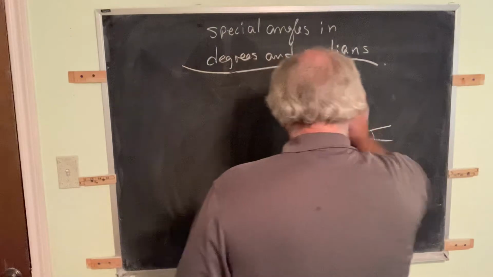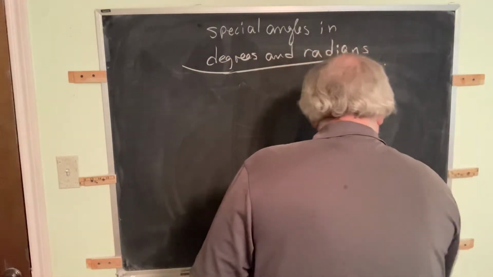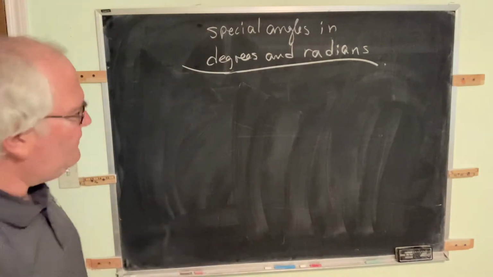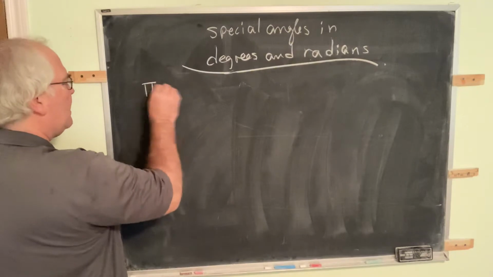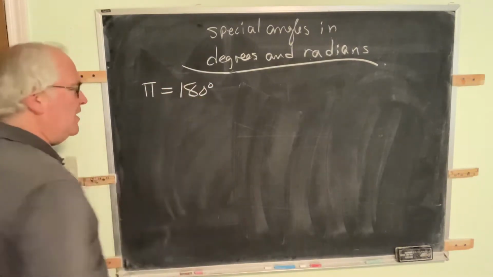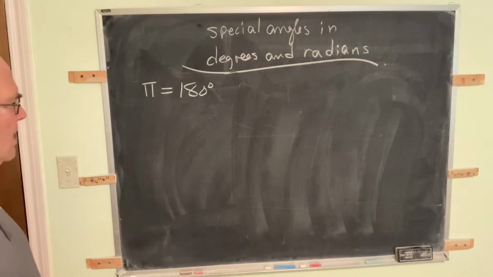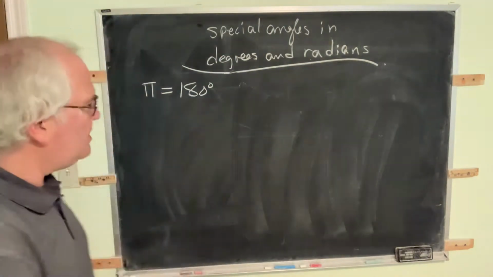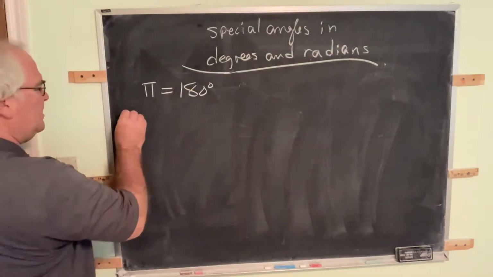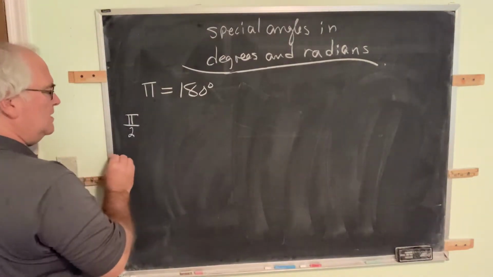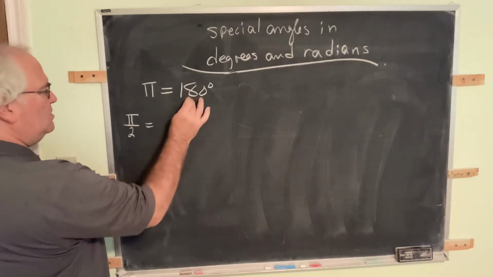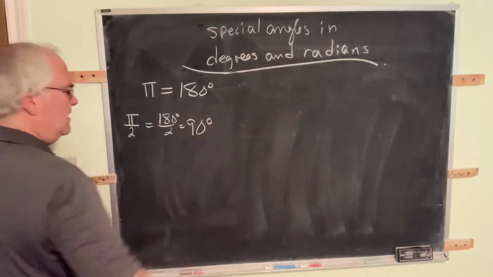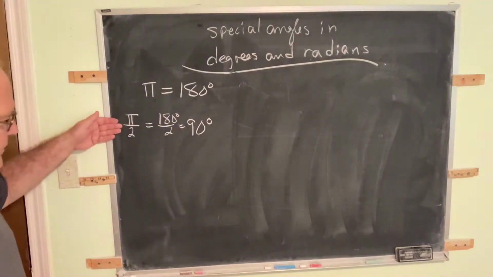Well, it turns out that those special angles also have some special representations in radians. And we can find them this way. We're going to start with the base that we start with all the time. Pi is equal to 180 degrees. Divide both sides by 2. So if I divide both sides by 2, this gives me pi over 2 radians is equal to 180 over 2, that's 90 degrees. So pi over 2 is 90 degrees.